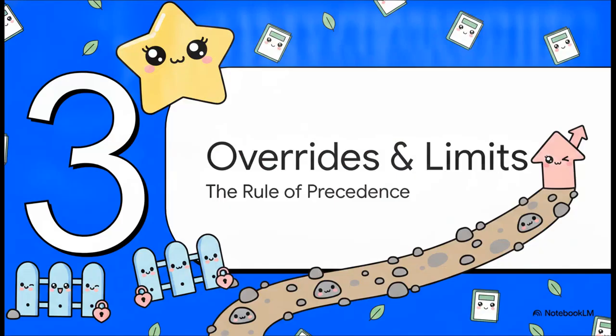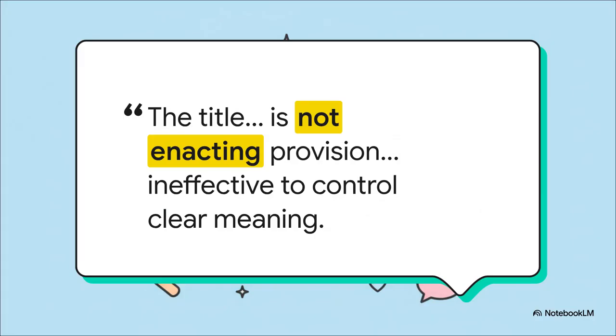Section 3. Contextual overrides and limits. The rule of precedence. Now, as powerful as the long title is, we have to talk about its limits. Take a look at this foundational principle from the case of R. v. Bates. It lays out that the title, while a part of the act, is not an enacting provision in itself.